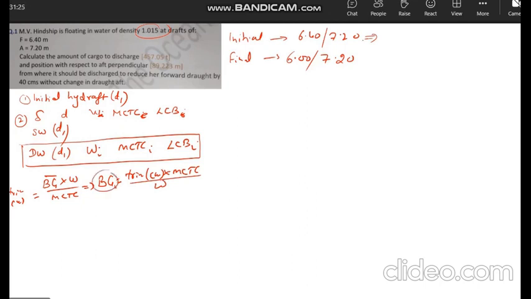Since the initial trim is by stern, LCG initial will be equal to LCB initial minus BG. She is trimmed by stern. So it will be LCB minus BG initial, and this will give you LCG initial. Have you understood what I have tried explaining here, beta? Yes, sir.